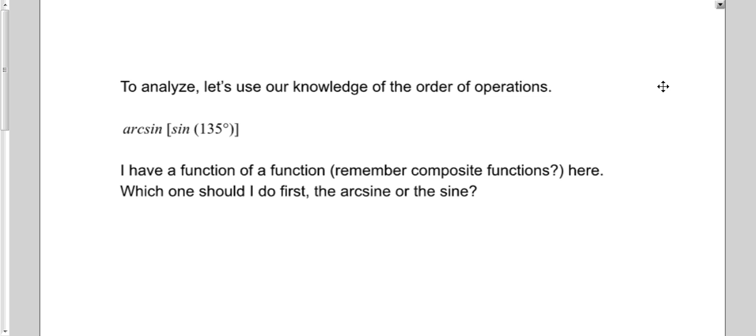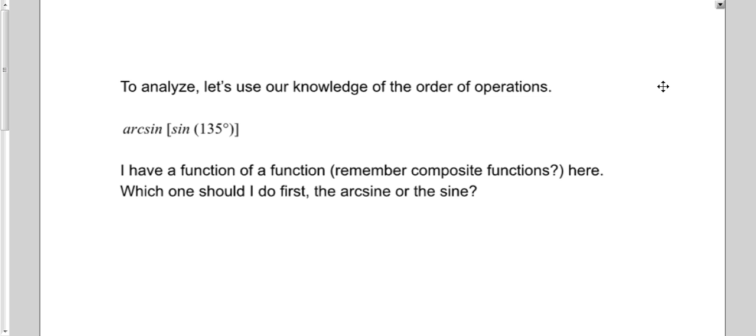So let me ask you this question. What is the sine of 135 degrees? What's the sine of 135 degrees? Square root of 2 over 2, right? It's right there. At 45 is my reference angle. And square root of 2 over 2 positive, because it's in quadrant 2, is my sine.